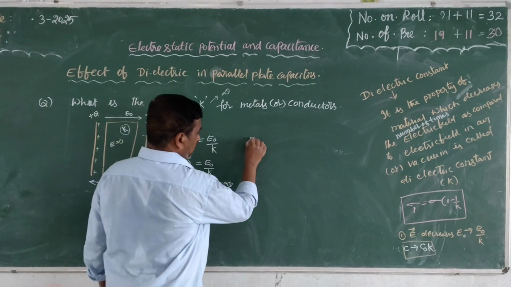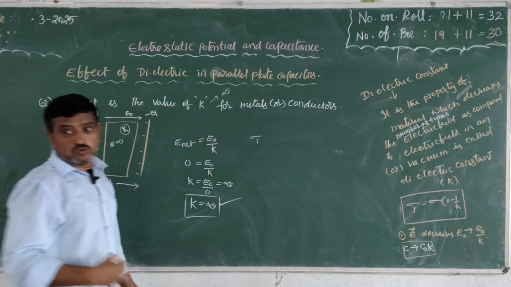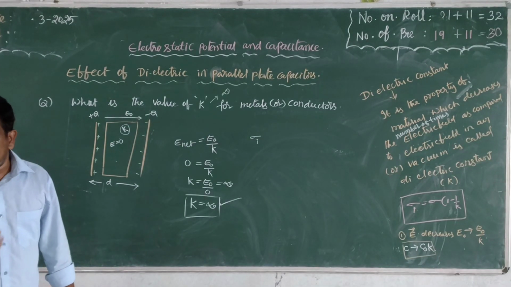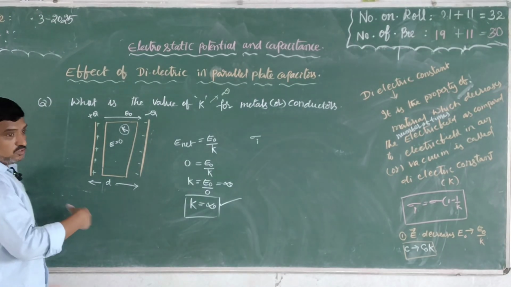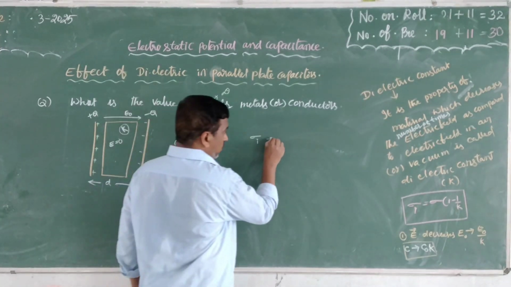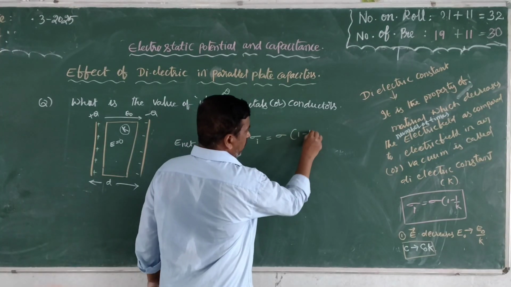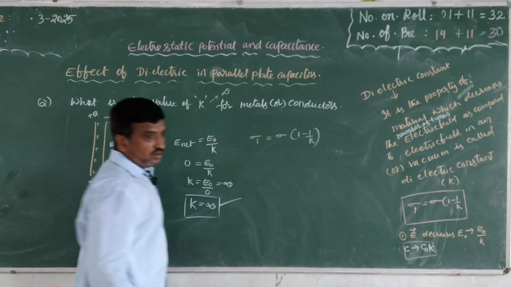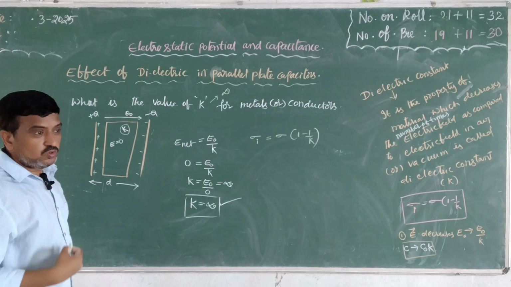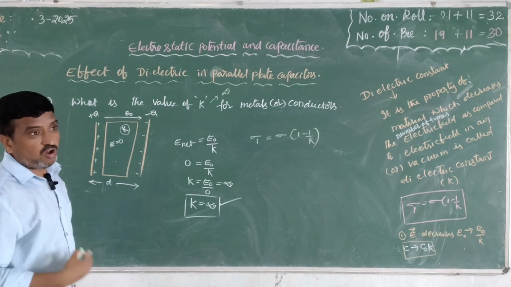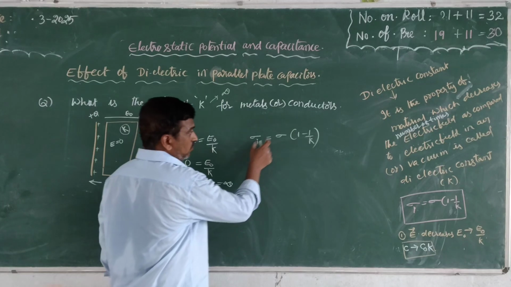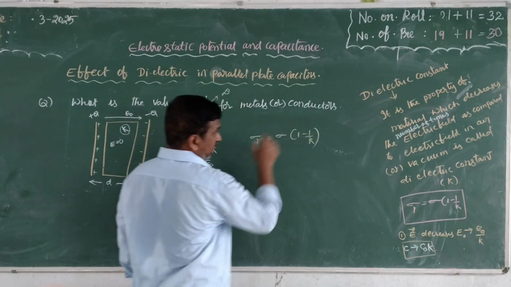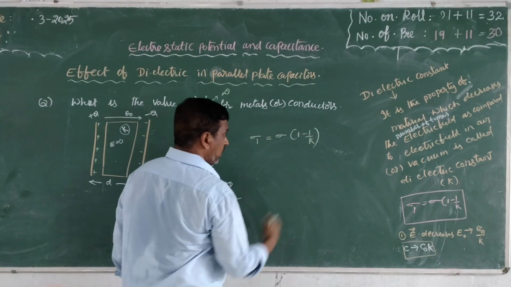For example, see here sigma I, the individual surface charge density when a dielectric is placed between the plates. For that, what is the formula? Sigma I equals sigma into 1 minus 1 by k. It is the formula for the individual surface charge density of a dielectric when it is placed between the plates. Here k means the dielectric constant.